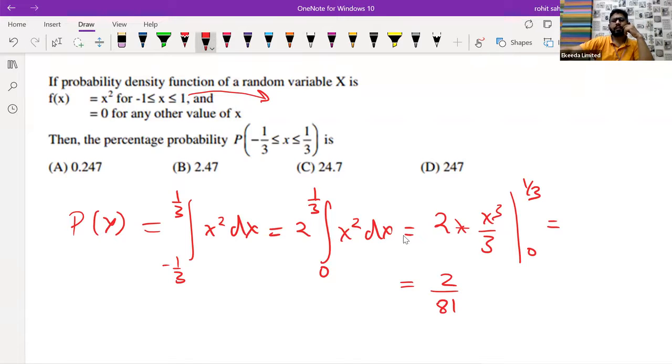But again, it's fill in the blanks, so find the value. Find me this value, 2/81. Okay.